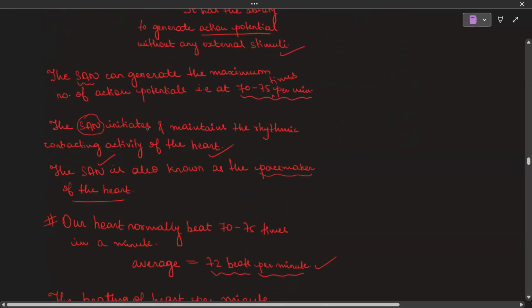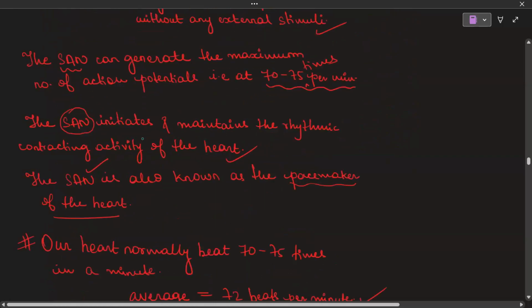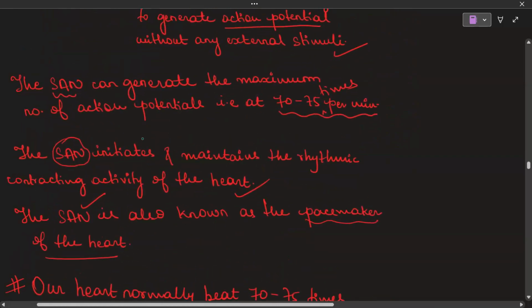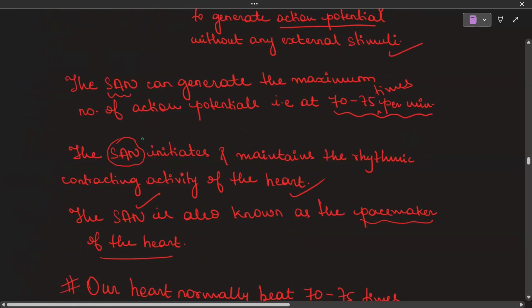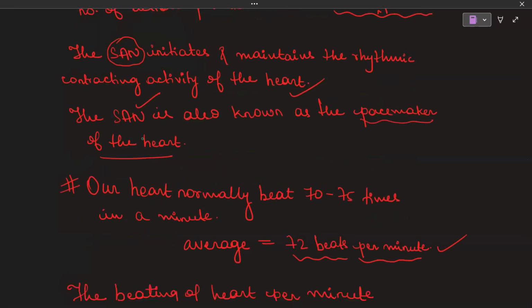Now, the sinoatrial node can generate the maximum number of action potentials, that is up to 70 to 75 times per minute. The sinoatrial node initiates and maintains the rhythmic contracting activity of the heart. The sinoatrial node is also known as the pacemaker of the heart, because of this only the rhythmic contraction will happen, and the whole process of circulation will keep on going and going until the person is alive.